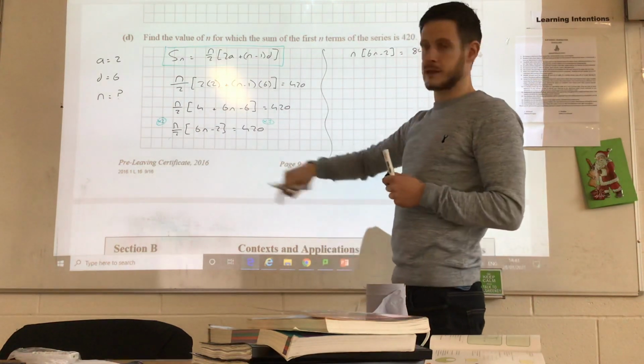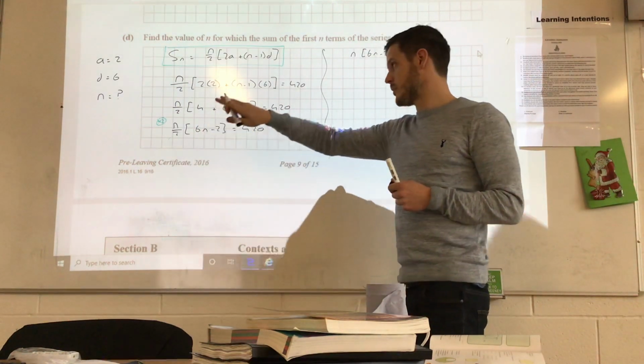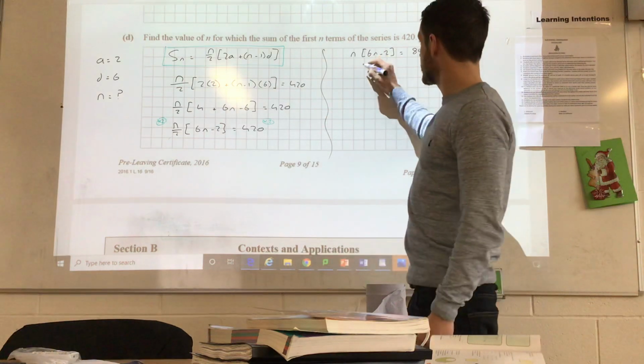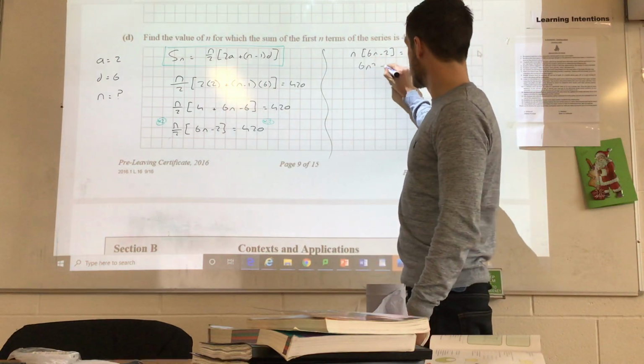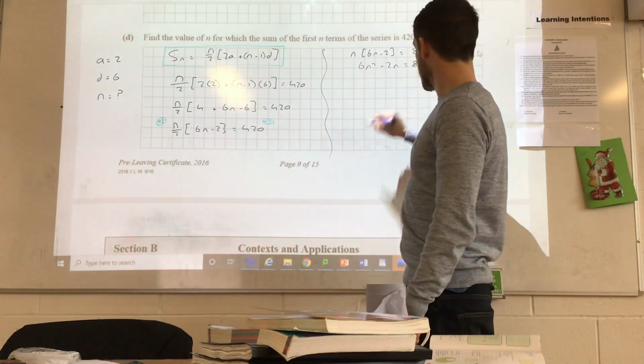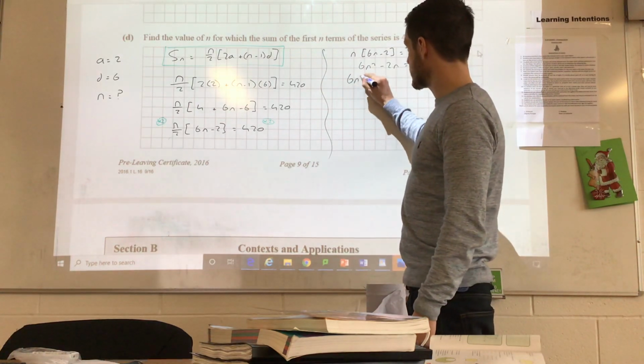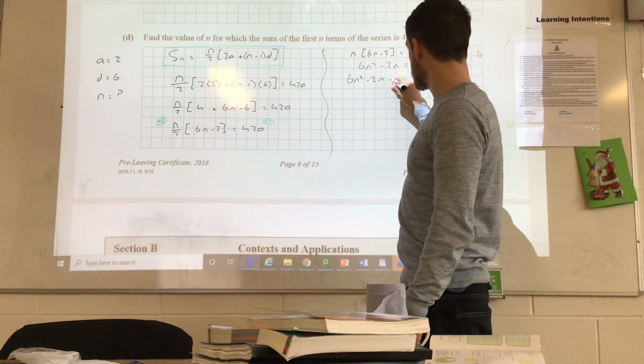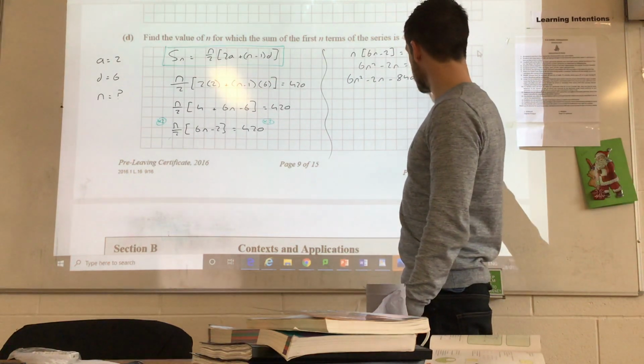So I have to double this side. Remember, do something to one side of an equation, you have to do it to the other side. n times 6n is 6n squared. n times minus 2 is minus 2n. Is all equal to 840. And what I can do now, I can do 6n squared minus 2n minus 840 is all equal to 0.